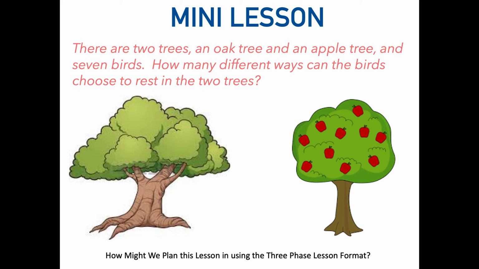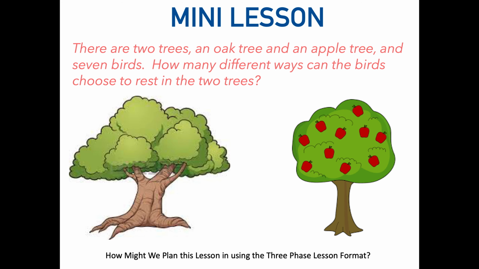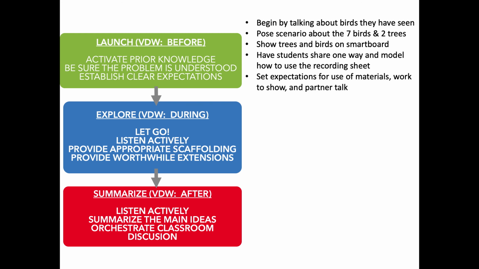In a 3-phase lesson plan, I would start thinking about what I am going to do to make sure they understand that. And again, there's no right answer here, I'm just thinking with you. In the before phase, I might start by getting them interested and asking what kind of birds they've seen outside their house or the school, or when they've gone to the park, and just start a discussion about birds. Then I'm going to pose the scenario about our 7 birds and 2 trees, that they want to take a nap in these 2 trees, and they're trying to figure out where they each want to nap. Our job is to figure out all the different ways they might choose to pick the trees to nap in.